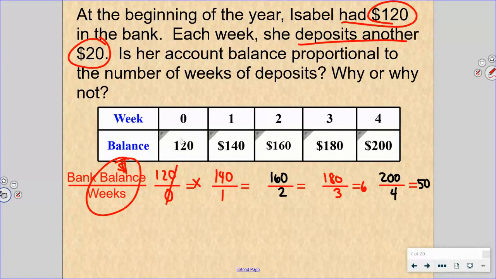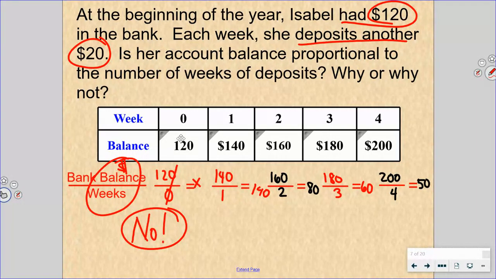180 divided by 3 is 60. 160 divided by 2 and 140 divided by 1. And very quickly you see, is this relationship proportional? No. Why is it not proportional? Explain why. Well, in this case, it is not proportional because the ratio of dollars to weeks changes. It is not the same every time.